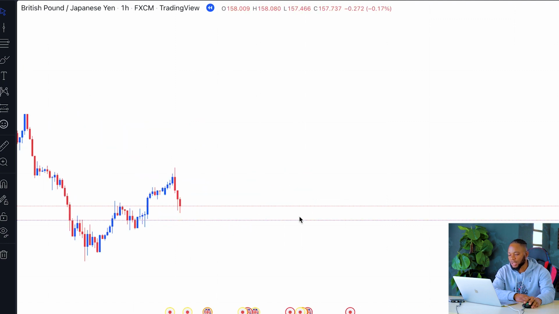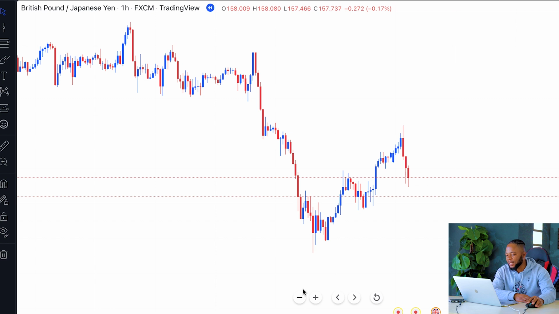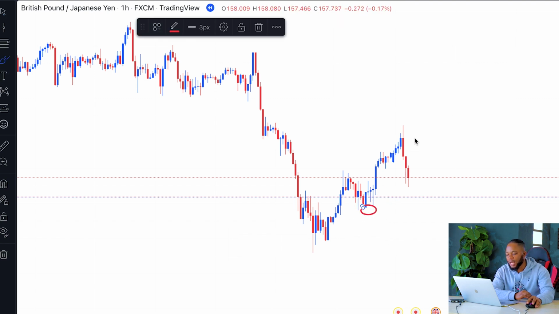Let me try to zoom this out. Good. So we started bouncing here on higher lows, higher highs, higher lows, higher highs. And the higher low here and higher high has given us our most recent swing high in the market. The most recent swing low is here, somewhere here, and this is our most recent swing high somewhere here.